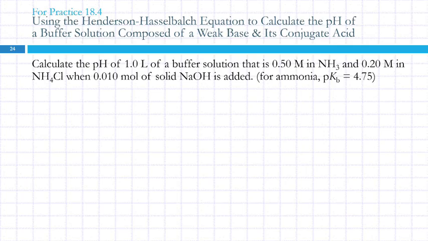Calculate the pH of 1 liter of a buffer solution that's 0.5 molar in NH3 and 0.2 molar in NH4Cl when 0.01 moles of solid sodium hydroxide is added.